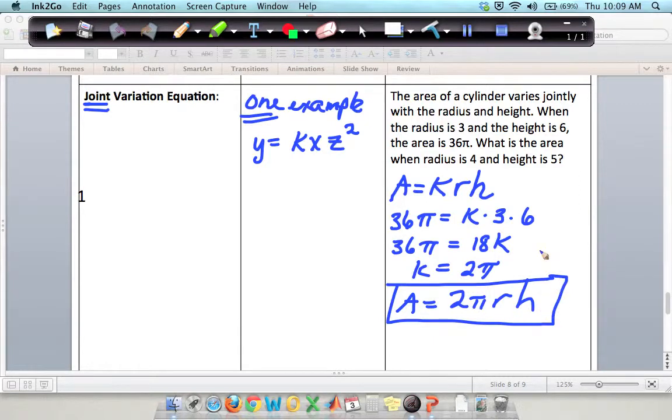Now this has a third step. It says, what is the area when the radius is 4 and the height is 5? So I now need to use my equation, now that I found k, and plug in 4 for my radius and 5 for my height and find the area. And I get 20 times 2 pi, which is 40 pi. So the area is 40 pi.